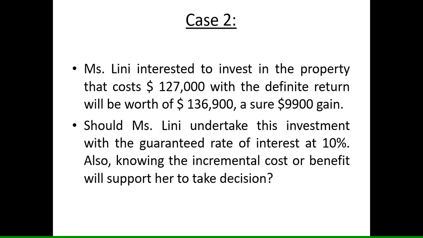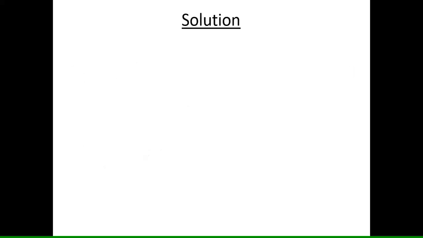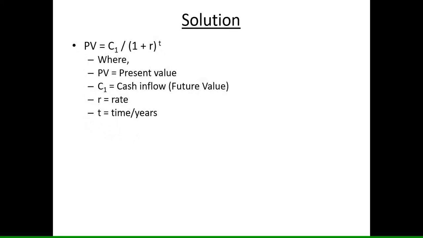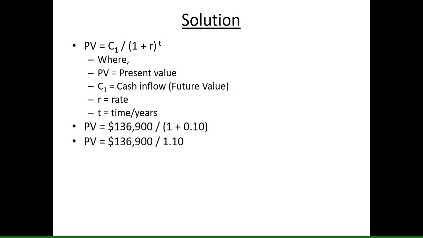What is the condition here? Let's work with a 10% rate of interest, and we have to give her what I call idea support to take a decision within 2 ways: using present value, as well as supporting the decision using incremental cost or benefit. Let's see what the solution is. Since future value is given, let's try with present value to match with the current cost. So what is the present value formula? As we are aware of that, I will not spend time on this. Hope you are comfortable in this part. Let's move on to the solution.